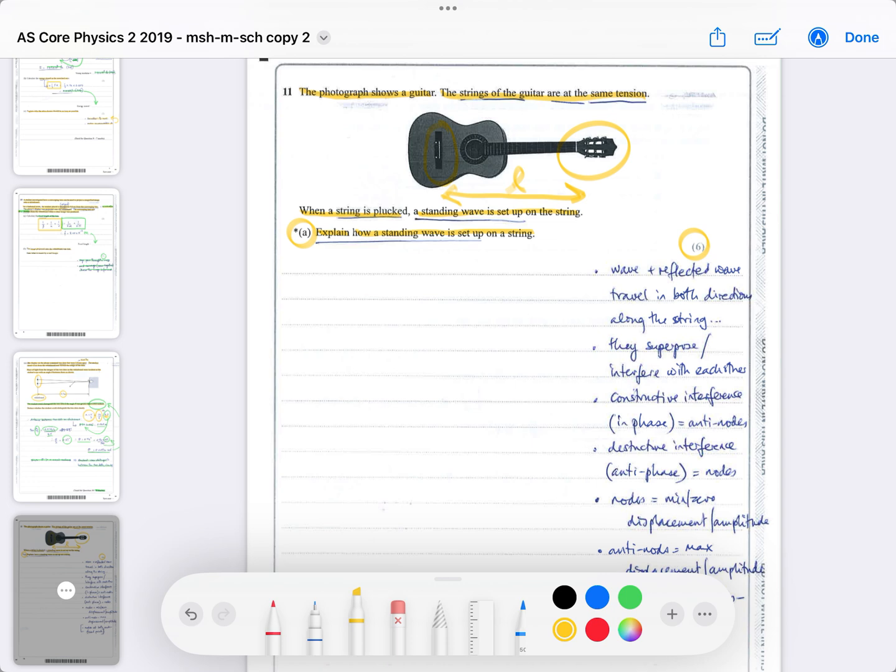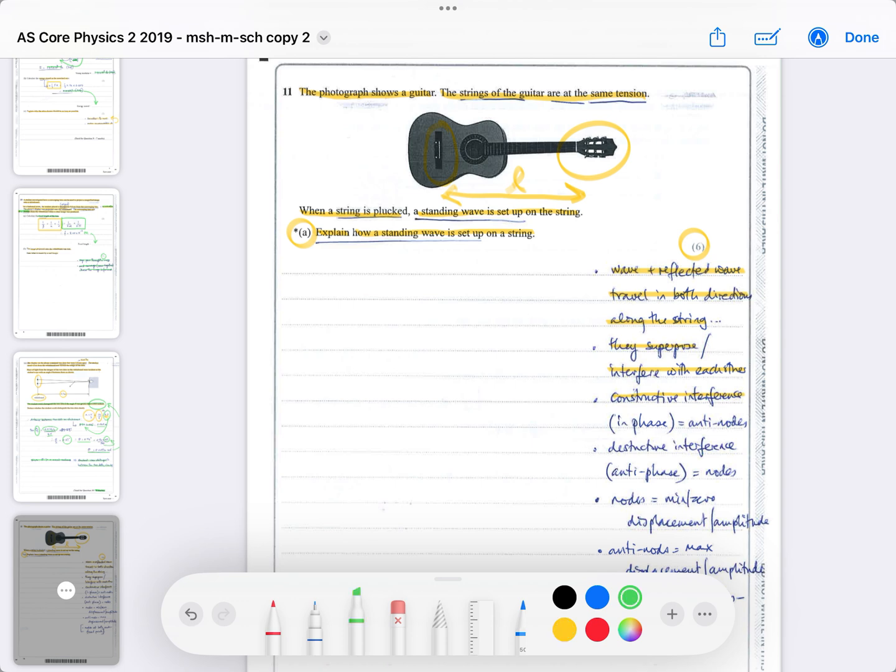So we have the plucked string, so it sends out a wave and then it gets reflected at each end, and the waves travel in both directions along the string between the fixed points that I circled above. And these two waves traveling in opposite directions are said to superpose, which means they just add up, and they can also subtract, and as a result they interfere with each other, and you'll get constructive interference.